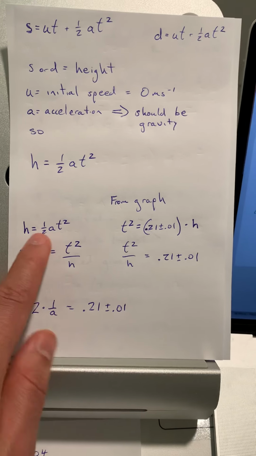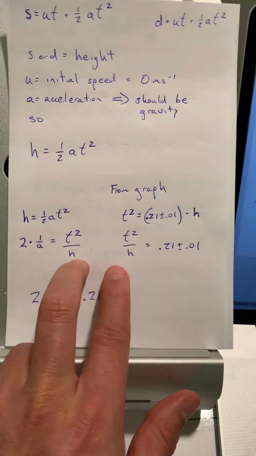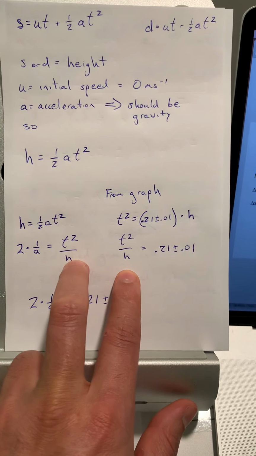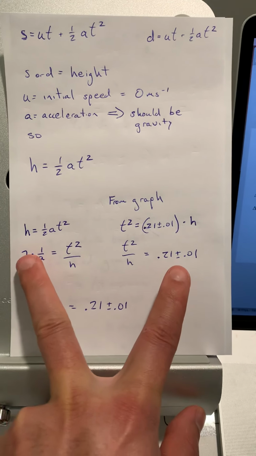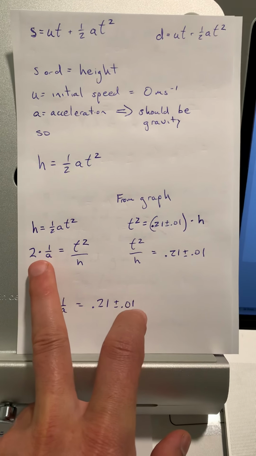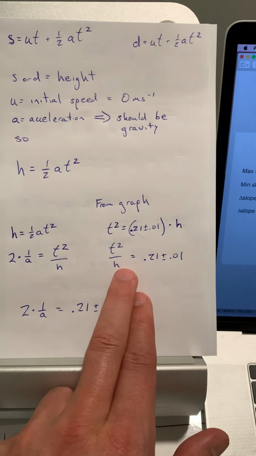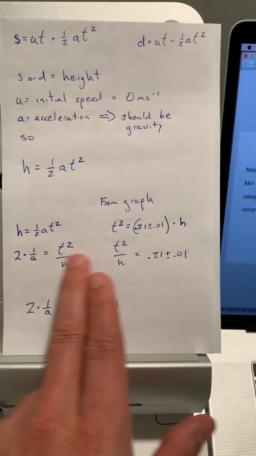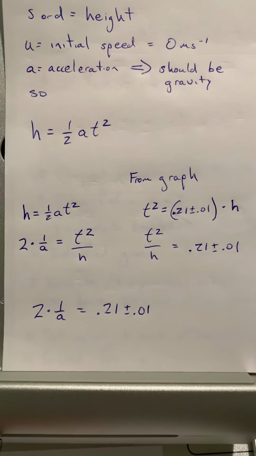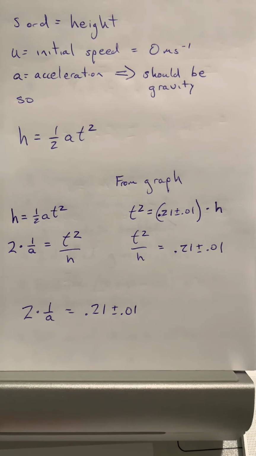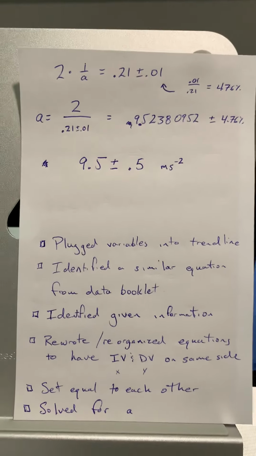So here I'm going to move the h over to this side, and I'm going to move the h over to this side so that I get two identical sets right here. So time squared over h, or that ratio, is equal to our slope, or 2 times 1 over the acceleration. Since these two things are now equal to each other, we can actually set these two things equal to each other. And therefore we get 2 times 1 over a equals 0.21 plus or minus 0.01. Remember that a was our acceleration due to gravity. So what we can now do is solve.